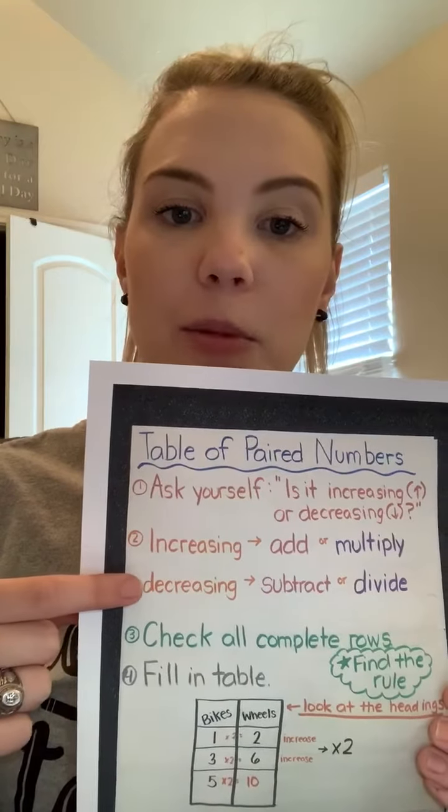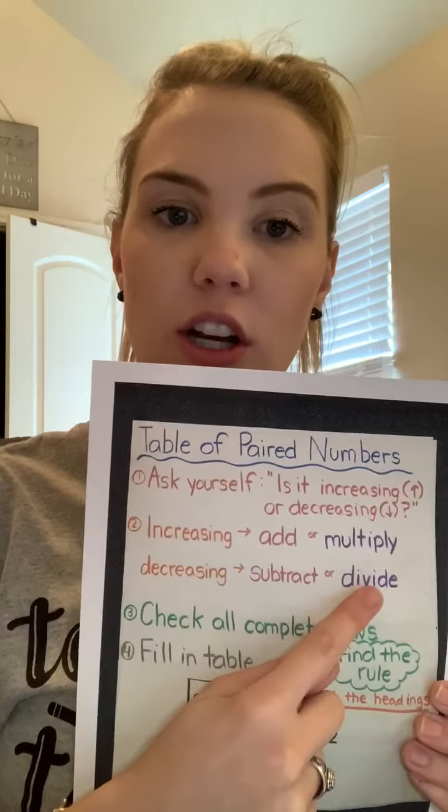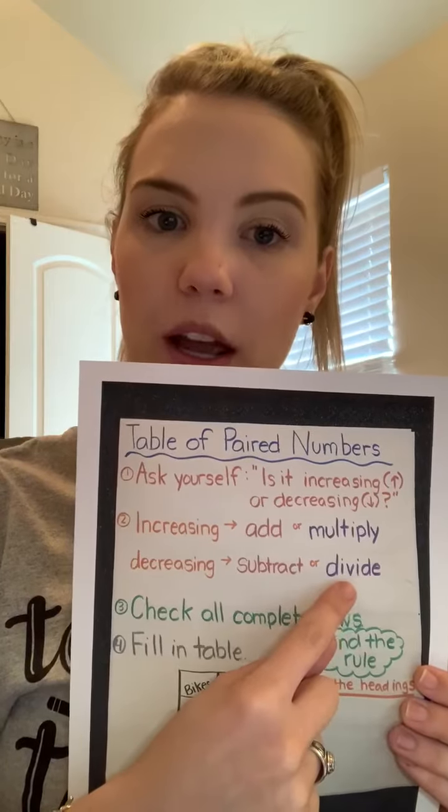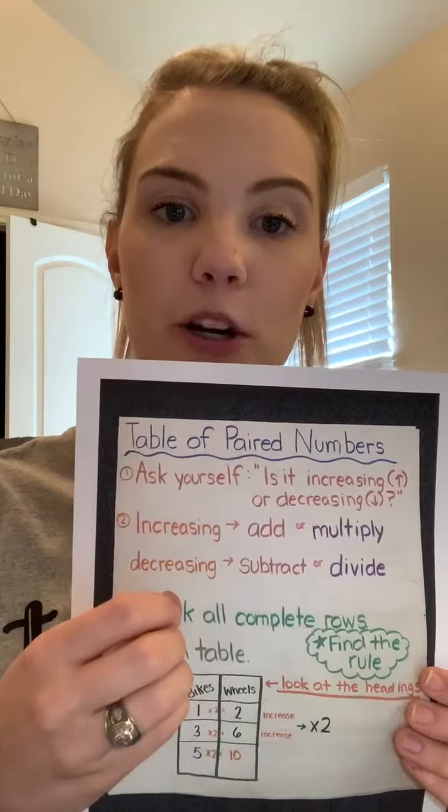The operations that make a number decrease are subtraction and division. When you subtract, a number gets smaller. When you divide, a number gets smaller. Okay, so here are the steps to a table of paired numbers.